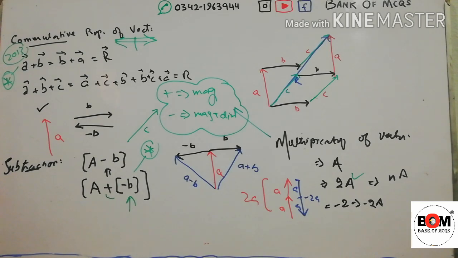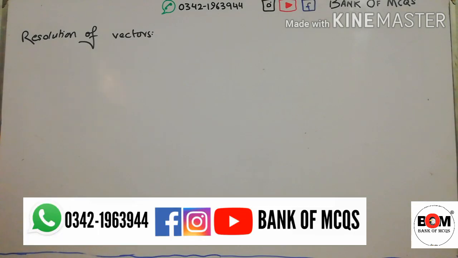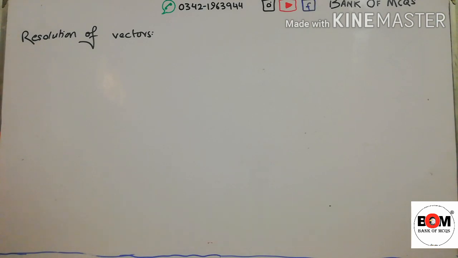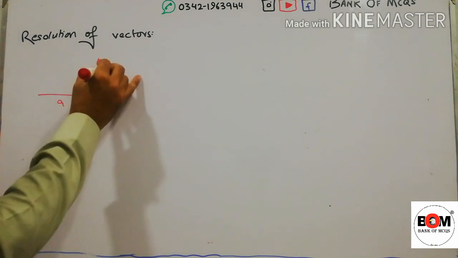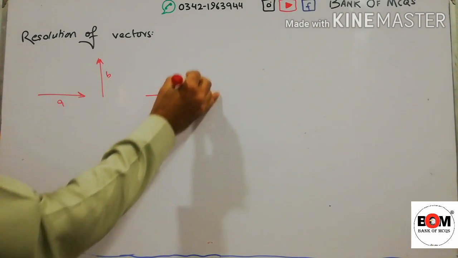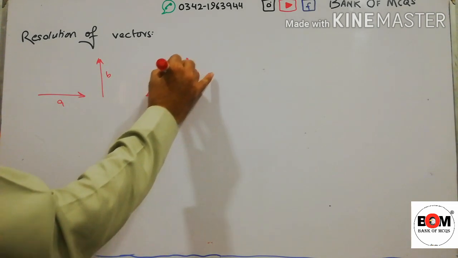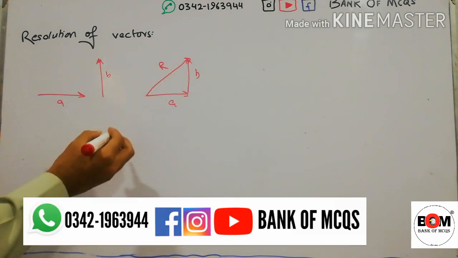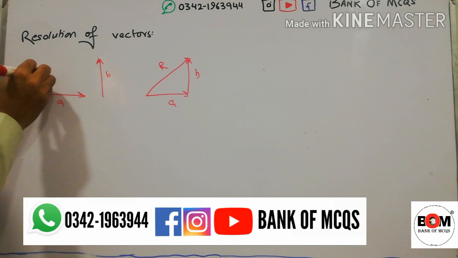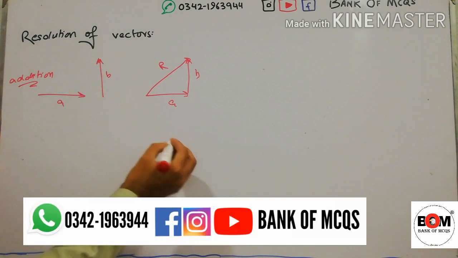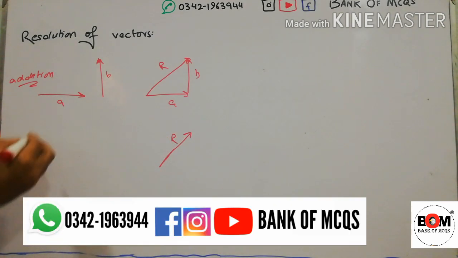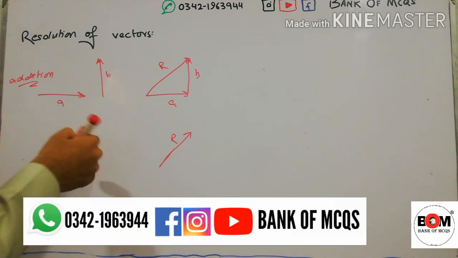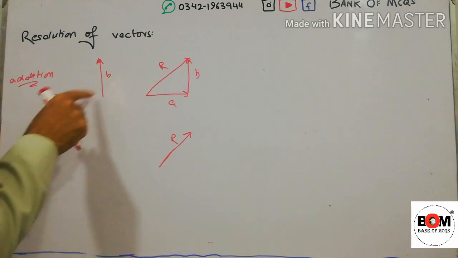And next is resolution of vectors. Let me remind you of addition of vectors, to define resolution of vectors. If we have two vectors, vector A and vector B, to add these we draw vector A, then we draw vector B at its tail, and we join the result. This is the resultant, and this is called addition of vectors. Now what if they give us the resultant? We can say the resultant is made of A and B.